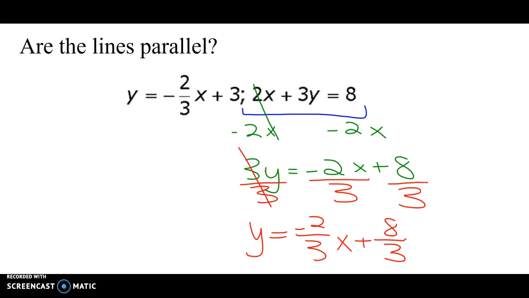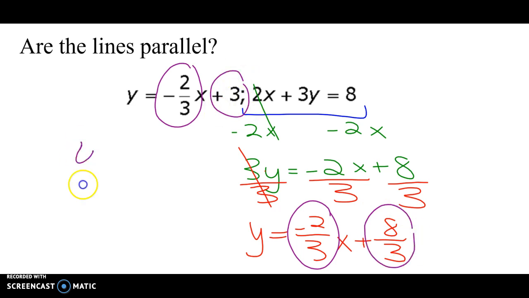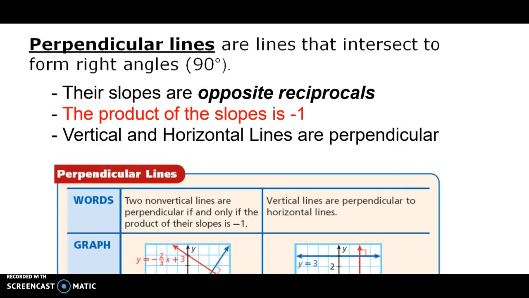So two things must occur for two lines to be parallel. What was the first thing that has to happen? Same slope. So do these two lines have the same slope? Yes. The second thing that must happen is their y-intercepts must be different. Is 3 different from 8/3? Yes. So these lines are parallel. So this is the answer to 1B on your pretest.